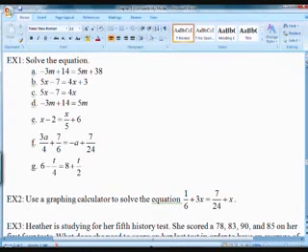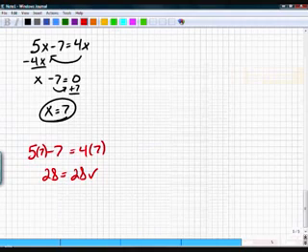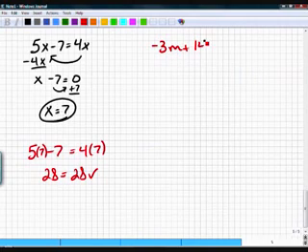Next problem. Negative 3m plus 14 equals 5m. Again, you have m's on both sides. You got two options. Either move the 5m to the left side, or move negative 3m to the right side. If you move 5m to the left side, what does it become? Negative 5m, and you end up with negative m's.